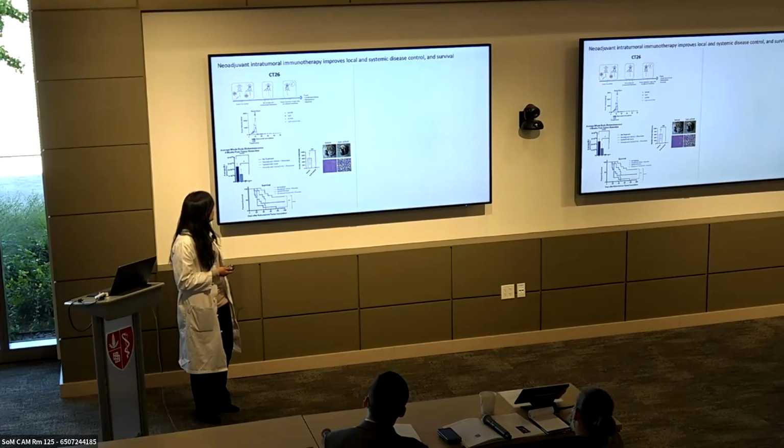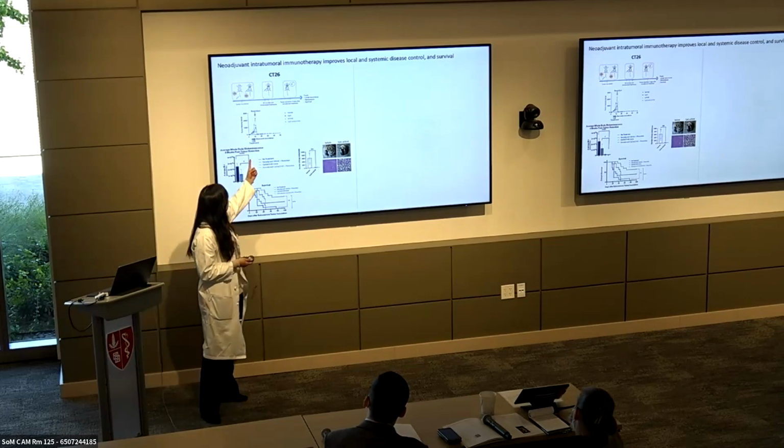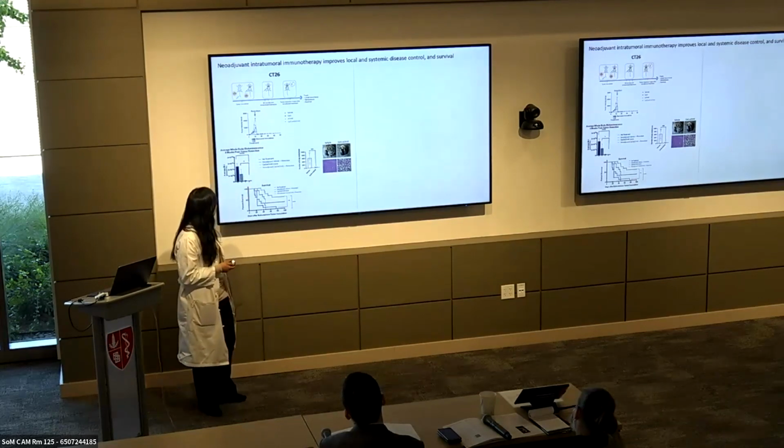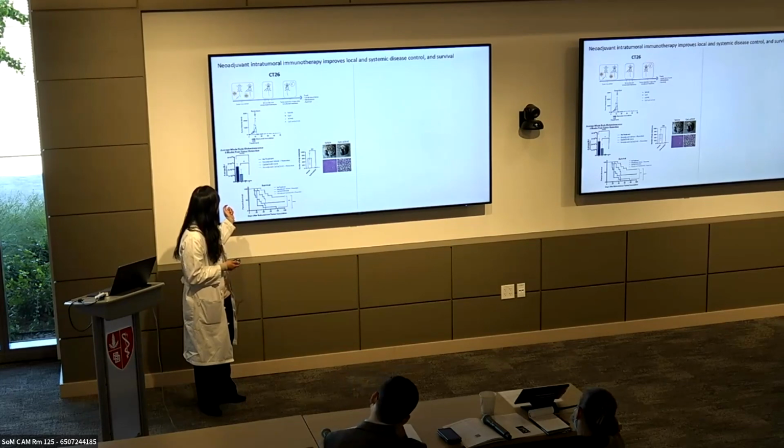As you can see, CT26 is not a super aggressive tumor. Most of the mice that were treated with either vehicle, CpG alone, anti-OX40 alone, or the combination did not have tumor recurrence. However, looking at systemic burden, this is where we saw the biggest difference.